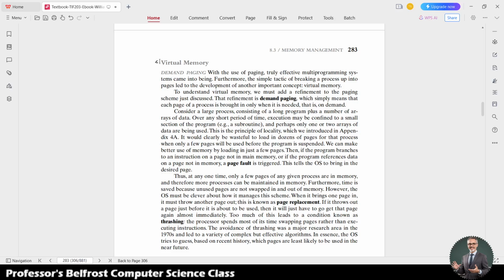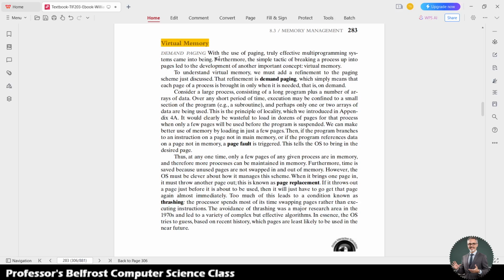Okay, and then I think this is the last one, virtual memory. So the first type is demand paging. Demand paging means that each page of a process is brought in only when it is needed. That is, on demand. Okay.